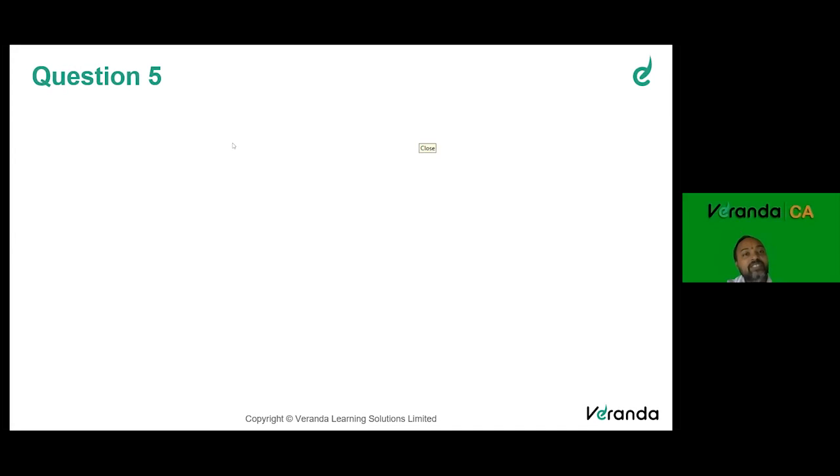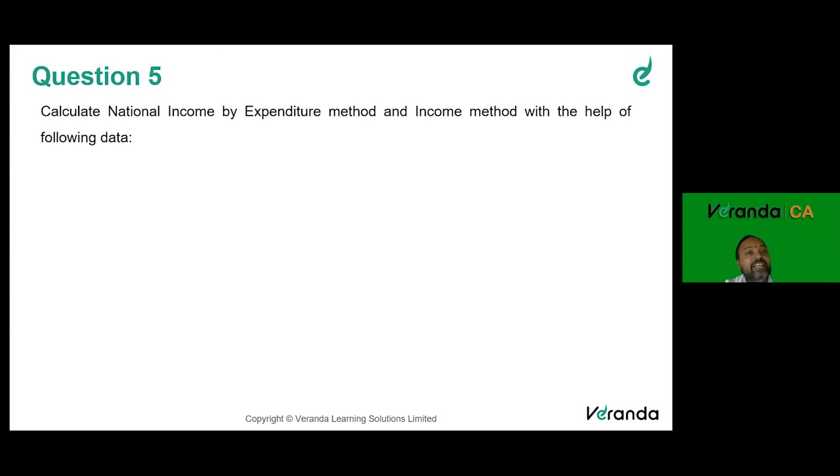So now comes question number 5, the last one, which has been selected by our backend team. Calculate national income by expenditure method and income method with the help of the following data. Remember, there are 3 types of computation possible: the expenditure method, the income method, and the third one, the value added method. The present question does not speak about the value added method. It speaks only about the income method and expenditure method.